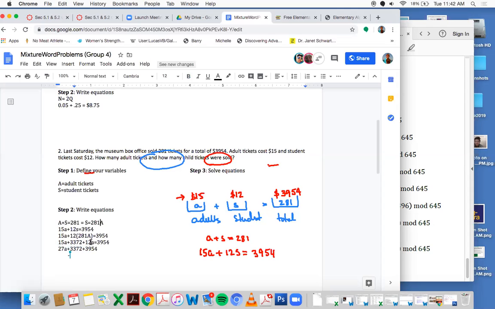Fidel, it's looking good, but I think you're missing a minus here. All right, so I don't know if you're looking at the screen, if you see where I am. Because you have A plus S is 281. So yeah, S should be 281 minus A. So that's a minus there. And then that's a minus there. Cool, that looks good.